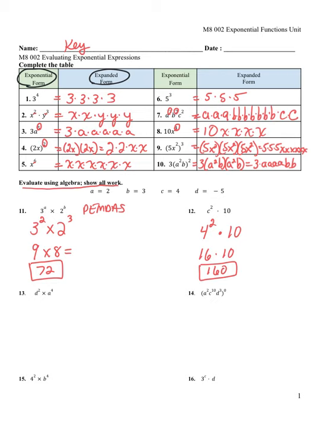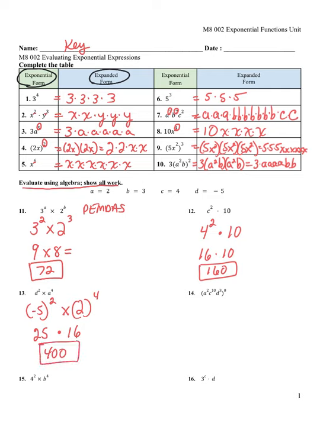Let's see, number 13, d squared times a to the 4th. So we're going to have negative 5 squared times 2 to the 4th. Again, we'll follow the order of operations. Negative 5 times negative 5 is a positive 25. 2 to the 4th power: 2 times 2 is 4, 4 times 2 is 8, 8 times 2 is 16. And this is 400, 25 times 16.